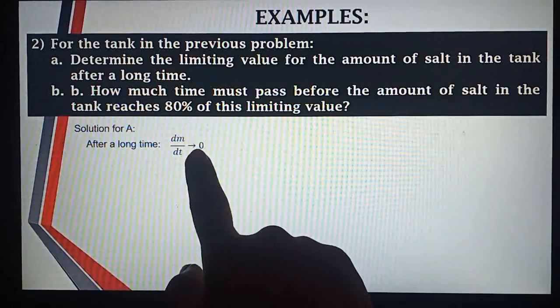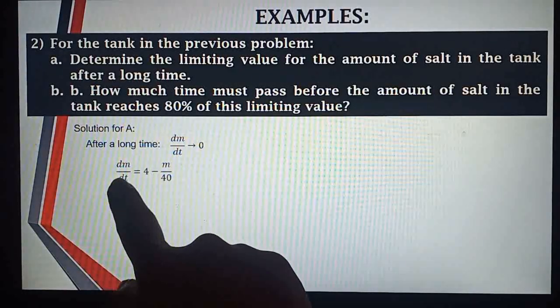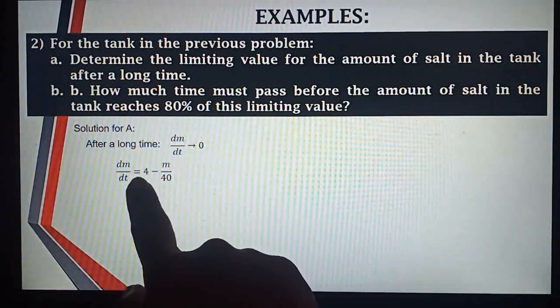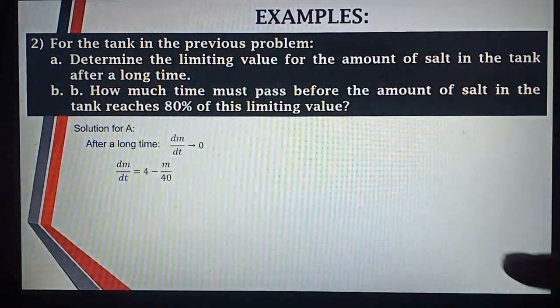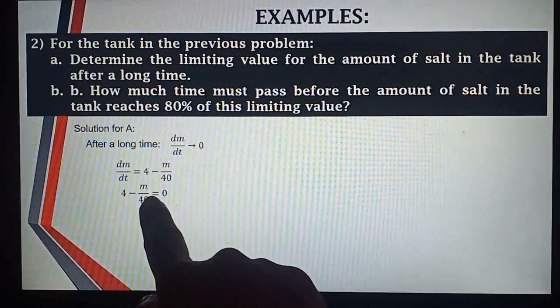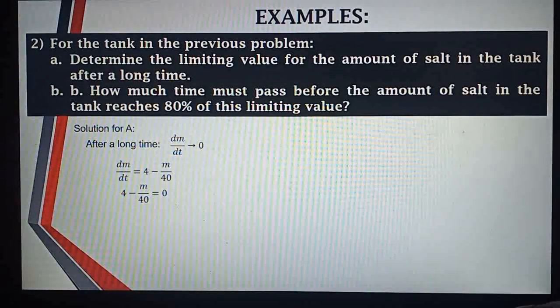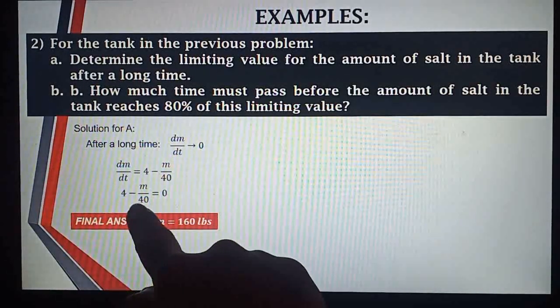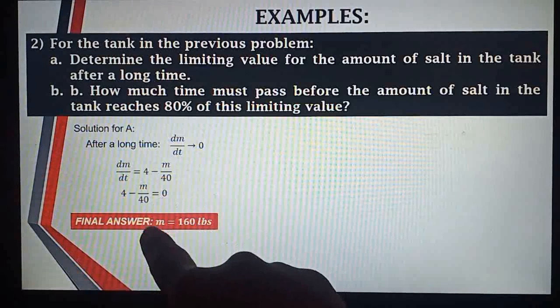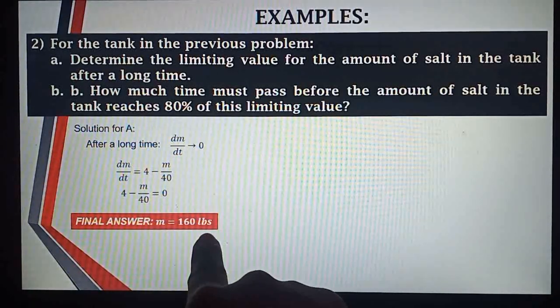There's no change anymore, so our dm over dt must be approaching 0. The equation of our dm over dt earlier is equal to 4 minus m over 40. So that is 4 minus m over 40 equated to 0, because dm over dt is approaching 0. In that case, when we simplify this, the limiting value of the mass inside the tank is 160 pounds. So that is the answer for letter A.